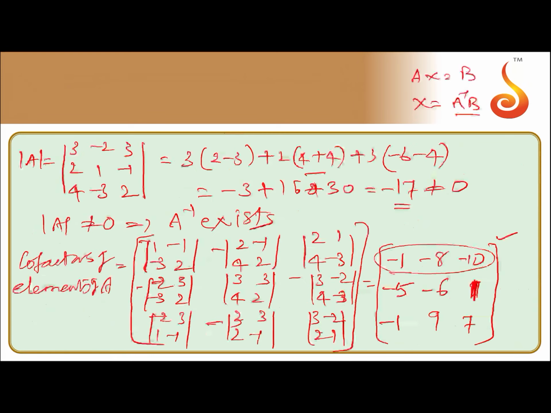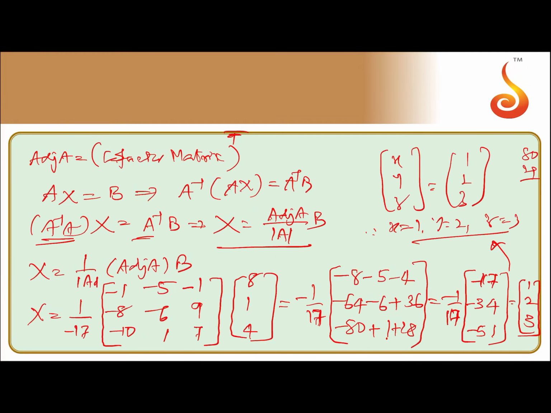So, first inversion method, you calculate the determinant of A. If the determinant of A is not equal to 0, then the inverse exists. And you find the cofactors of the elements of the matrix. You calculate the cofactor matrix and take its transpose, which is nothing but the adjoint of A.